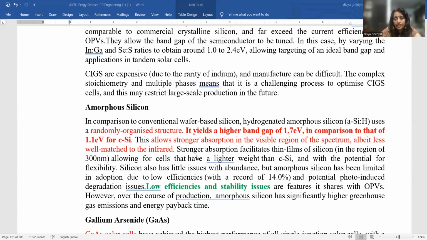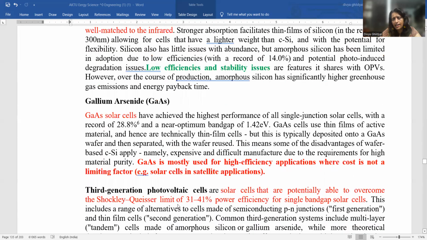Amorphous silicon yields a higher band gap of 1.7 electron volt in comparison to the traditional 1.1 of silicon. This allows stronger absorption in the visible region of the spectrum, but it is less matched for the infrared. So this flexibility is there. No doubt, the disadvantage is low efficiency and stability issues. This is a very common disadvantage which you can mention.